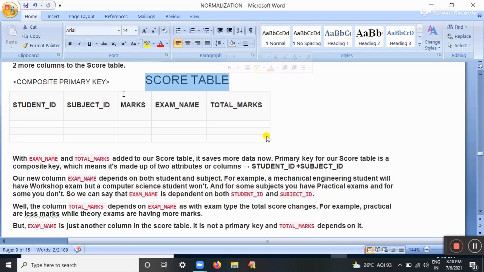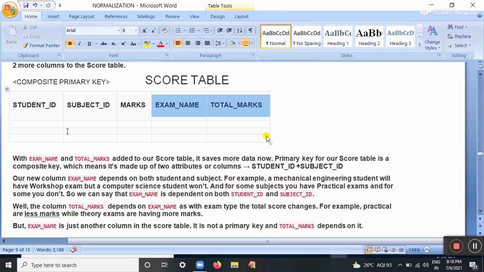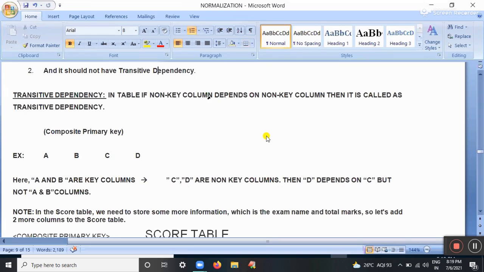But as the third rule, what it was telling, your table should not have a transitive dependency. But unfortunately, my table is having a transitive dependency problem. Because total marks is a non-primary key column, and this non-primary key column is depending on another non-primary key column called examination name. So in your score table, we have transitive dependency columns.